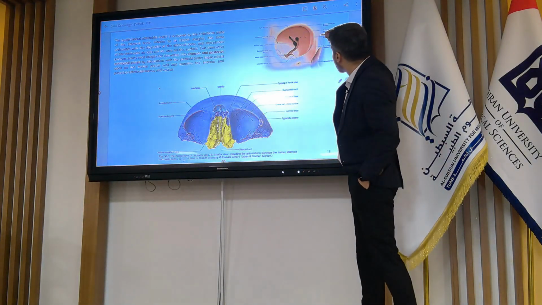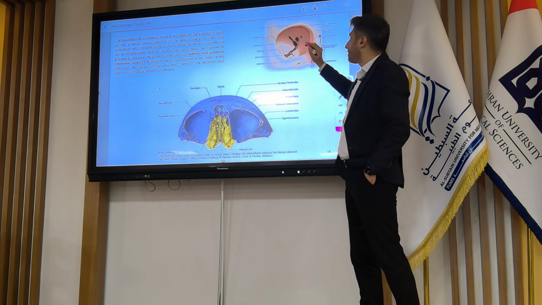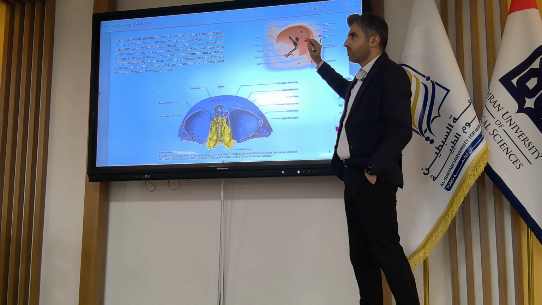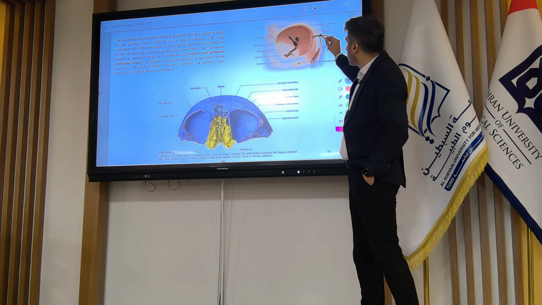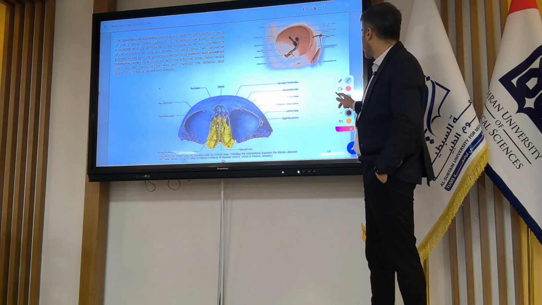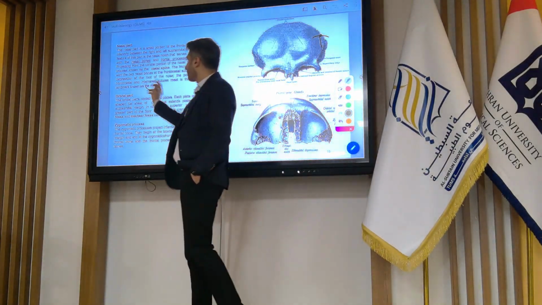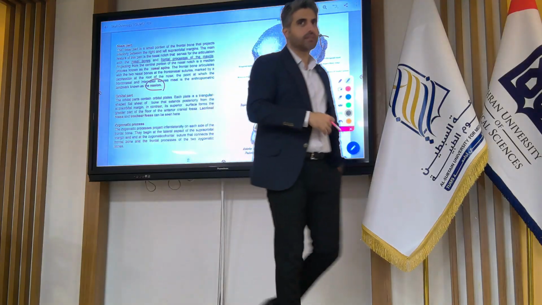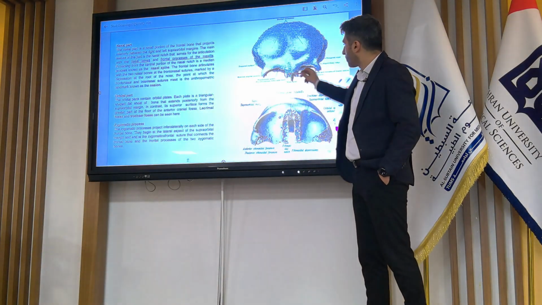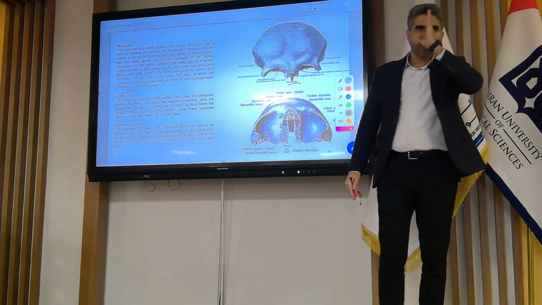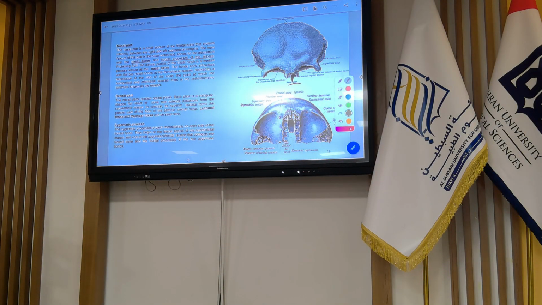I told you, this location is nasion. Then the internasal suture attaches to the frontonasal suture. This midpoint is nasion. Also the nasal part has a spine, the nasal spine. It goes down and it's for attachment of the nasal bone.